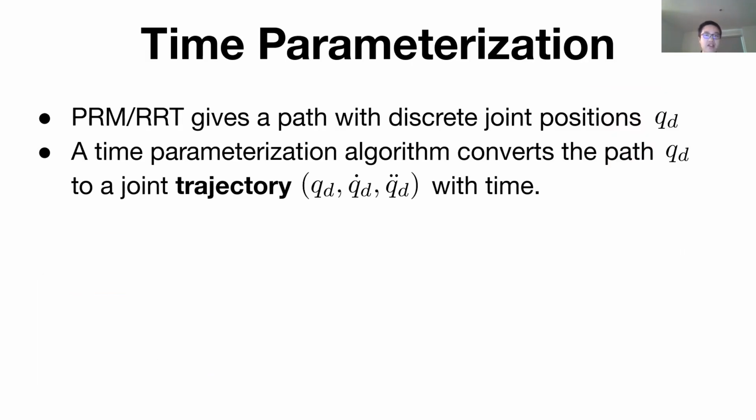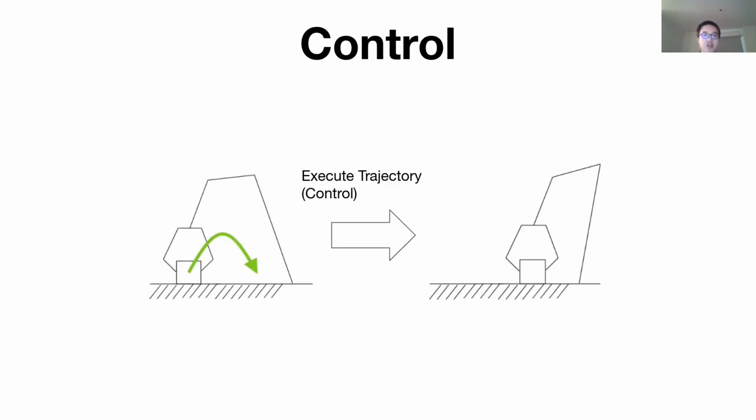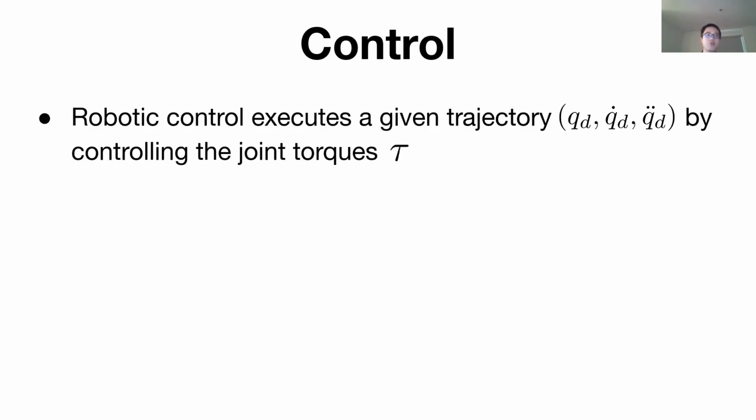After finding a path with PRM or RRT, let's say it is a path of joint positions QD. A time parameterization algorithm would convert this path to a trajectory, which also contains velocity and acceleration to prepare for the control step. With the trajectory generated, we are now ready for control. Robotic control takes a given trajectory and tries to follow it by controlling joint torques tau.